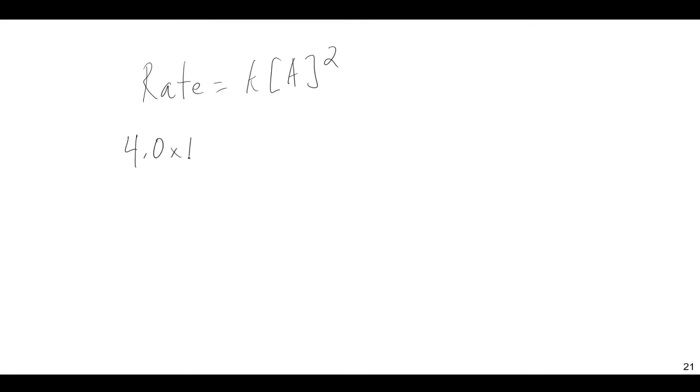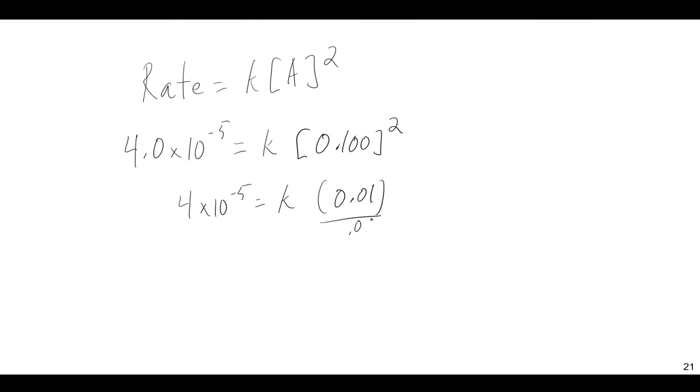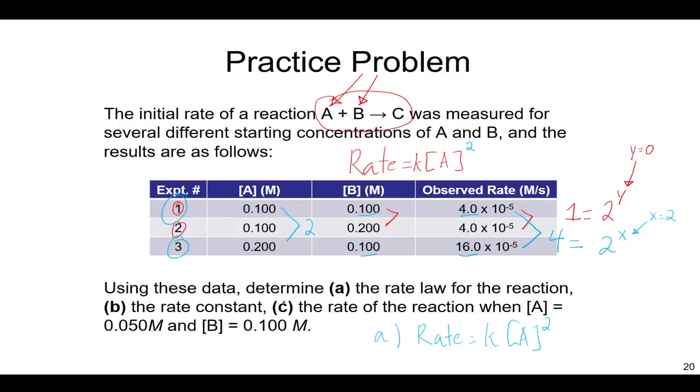4.0 times 10 to the negative 5 equals K. A in the first reaction is 0.100 squared. So 4 times 10 to the negative 5 is K times 0.01. And in the end, the K value is going to be 4.0 times 10 to the negative 3. Okay, and that'll be my rate constant for part B.